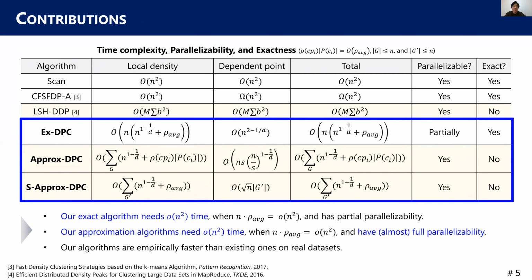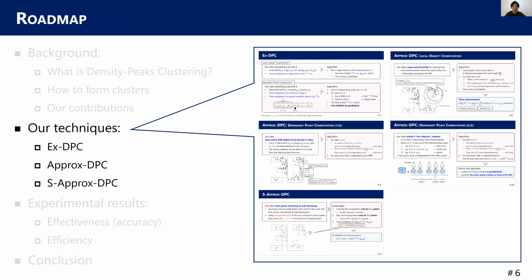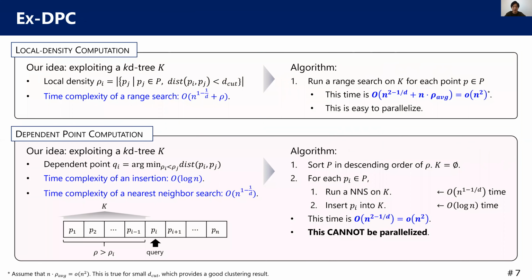This is a summary of our result. We propose one exact algorithm and two approximation algorithms. They need sub-quadratic time to the data size. Our exact algorithm has partial parallelizability, and our approximation algorithms have almost full parallelizability. So let's turn our attention to the techniques that achieve DPC in sub-quadratic time. I first introduce our exact algorithm, Ex-DPC.